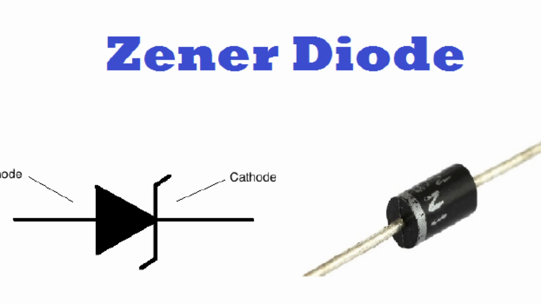Zener diodes come in various voltage ratings, and their Zener voltage can range from a few volts to several hundred volts, depending on the specific application. It's crucial to select the appropriate Zener diode with the desired Zener voltage and power rating to ensure proper performance in a given circuit.